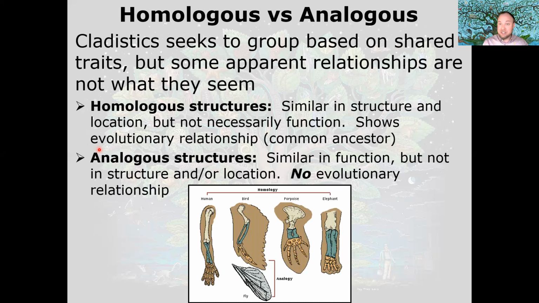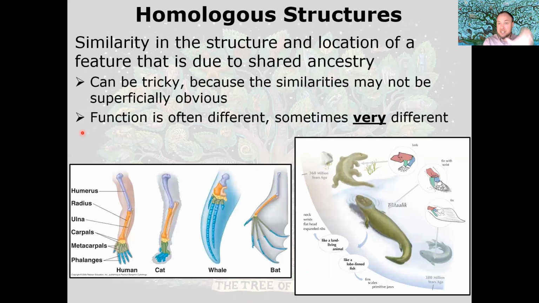If we look at homologous structures, even in the cases where they might not look exactly the same, it shows that they evolved from a similar ancestor. So let's take a little bit more detail. Here are homologous structures: again, similarity in structure and location due to shared ancestry. Here is a human hand, 5 digits, 2 arm bones, the ulna and the radius, and the humerus. That's the structure of the human arm.